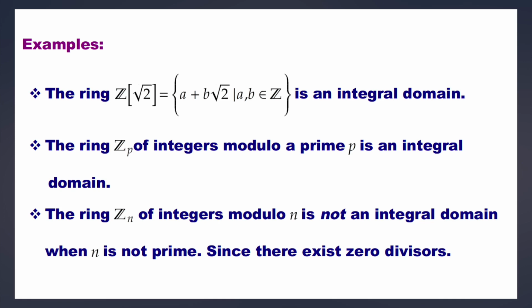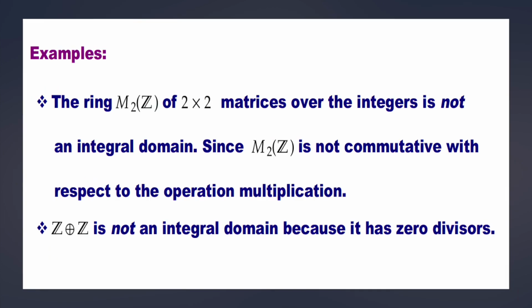The ring Zp of integers modulo a prime p is an integral domain. The ring Zn of integers modulo n is not an integral domain when n is not prime, since there exist zero divisors. The ring M2(Z) of 2 cross 2 matrices over the integers is not an integral domain, since M2(Z) is not commutative with respect to the operation multiplication. Z direct sum Z is not an integral domain because it has zero divisors.